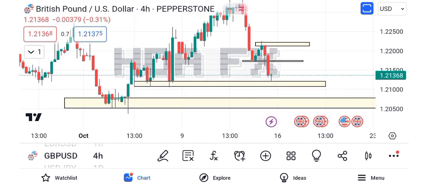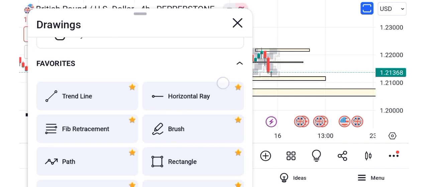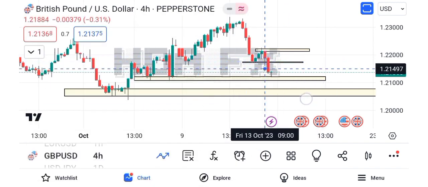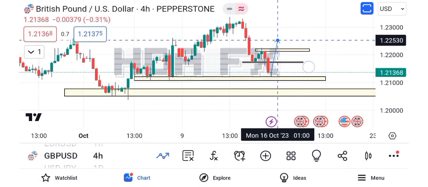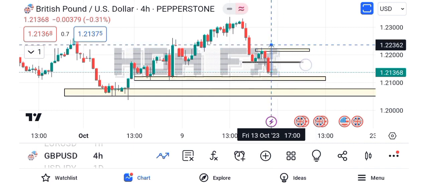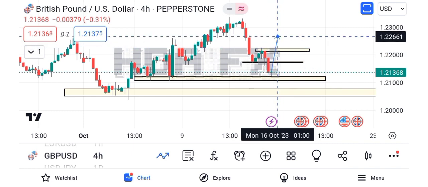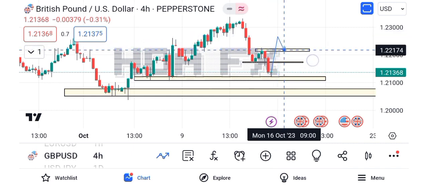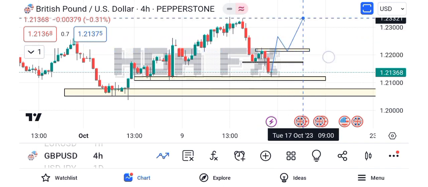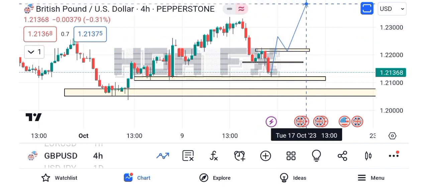Like I said, I'll be expecting buys, but for the buys, I want to see this as a confirmation. I want to see this structure broken here. Then wait for a retest to this very point here. Then buy. So this is my simple analysis on GBPUSD.